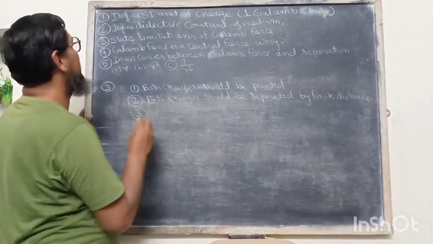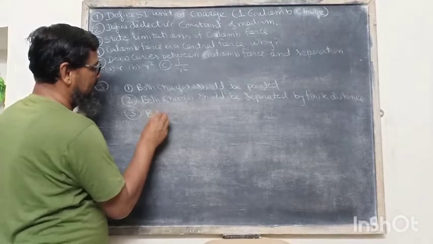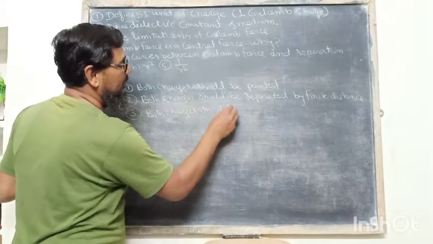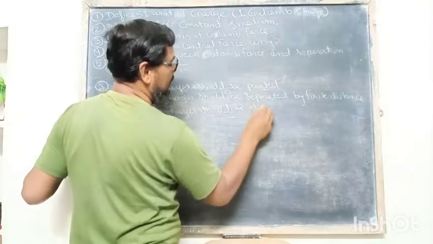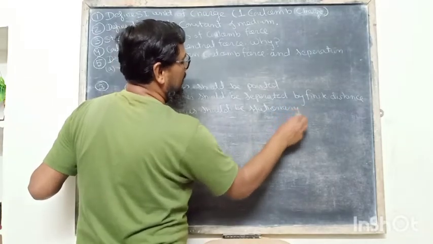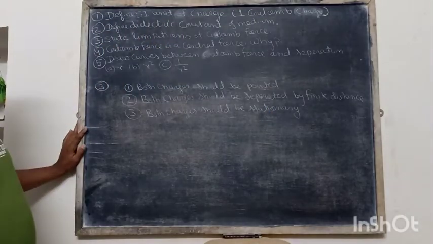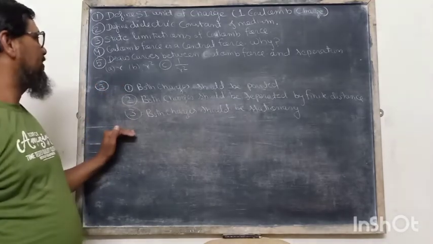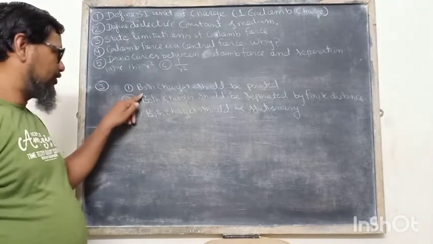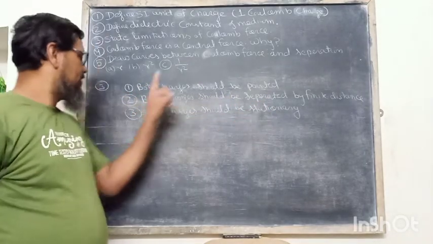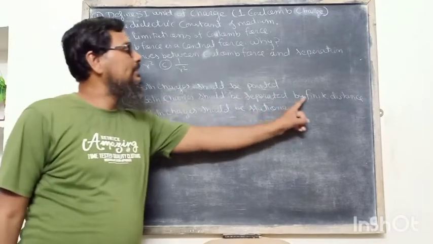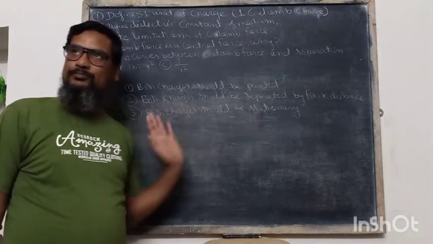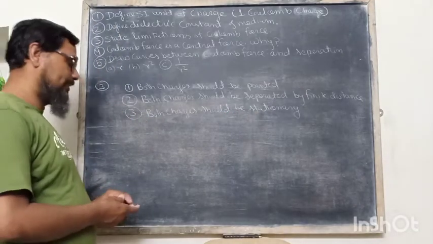And the third one is both charges should be stationary. For moving charges, Coulomb force never holds. So these are the certain limitations of Coulomb force. Both charges should be point charges. Second, both charges should be separated by a finite distance. And the third is both charges should be stationary. This is the answer of the third question.